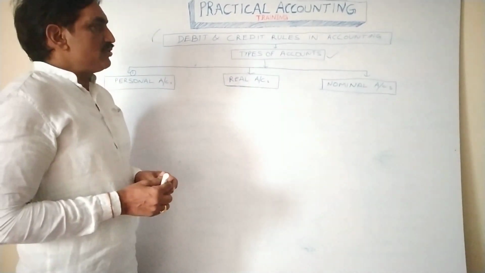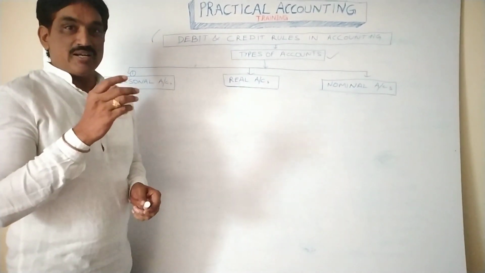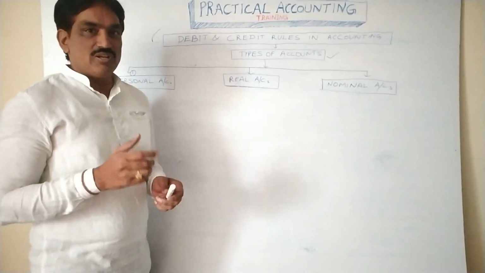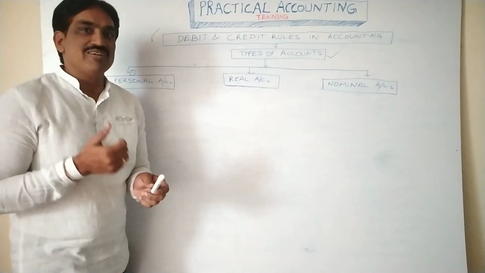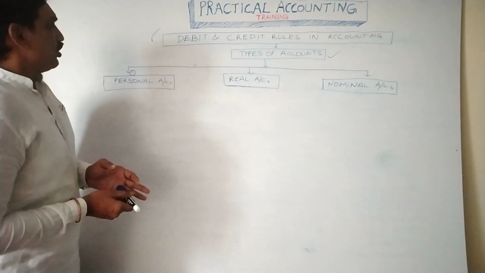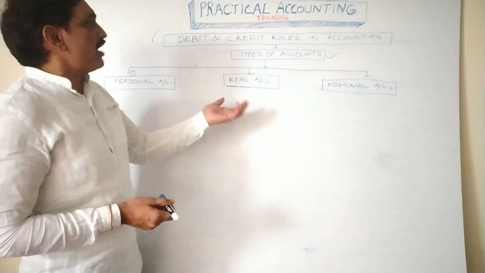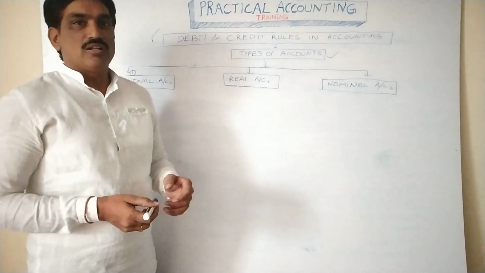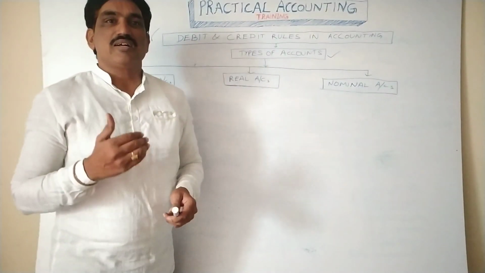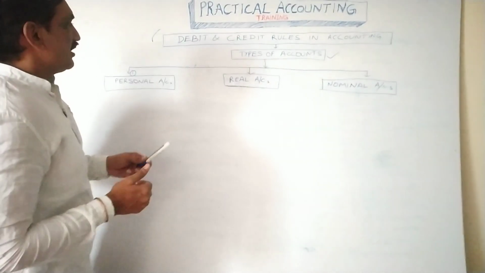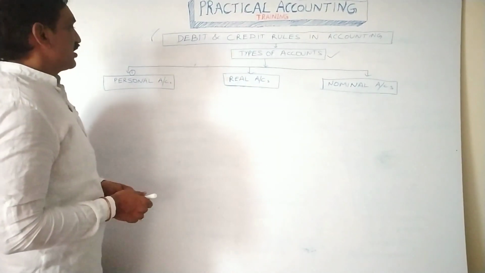Friends, as accountants, you know very well that we are using the double entry system. For every debit, there is an opposite equivalent credit. So once you decide the type of account, the next step is whether that account should be debited or credited. That is the second step. That is why these debit and credit rules are so important.